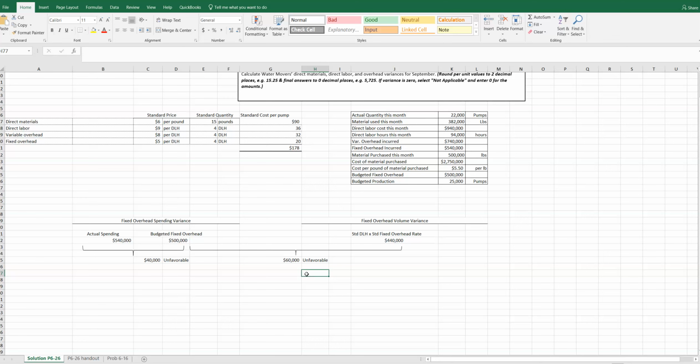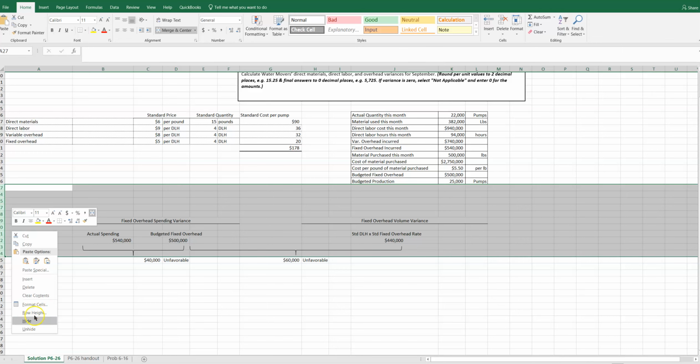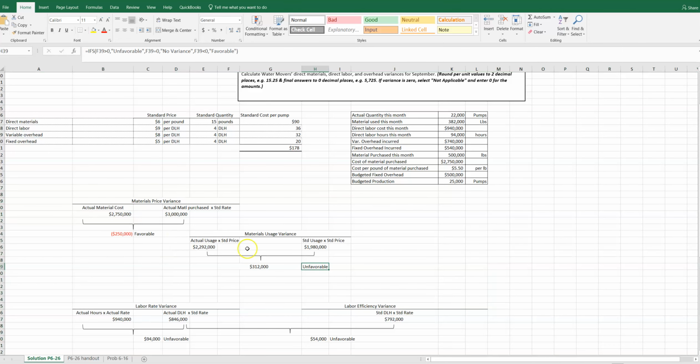And I think that concludes all the different variances. So now you've seen all the variances one more time. We had the materials price variance and the materials usage variance, and I put them on different levels because we're not using the same pounds of material for the price variance and the usage variance. For the price variance, I'm using all the material I purchased, which was 500,000 pounds this month. For the usage variance, I'm starting out with the actual usage of 382,000 pounds this month.